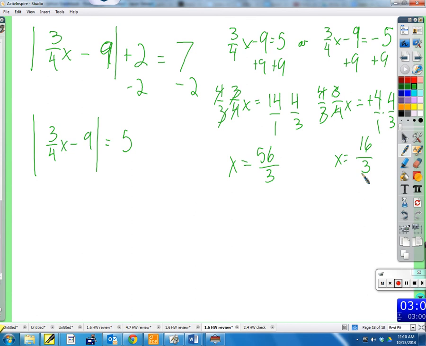Plug them in. If we plug in 56 over 3, all this math happens, and we wind up with 5. And the absolute value of 5 is 5. We take 16 thirds, plug that in there, we do all the math, we come out with a negative 5 here, and the absolute value of negative 5 is 5.